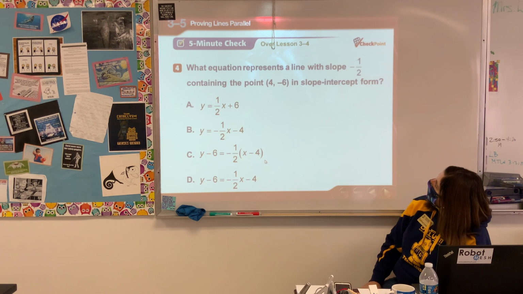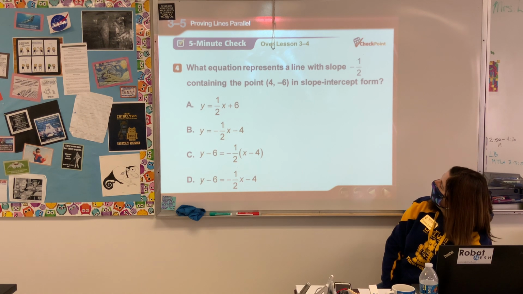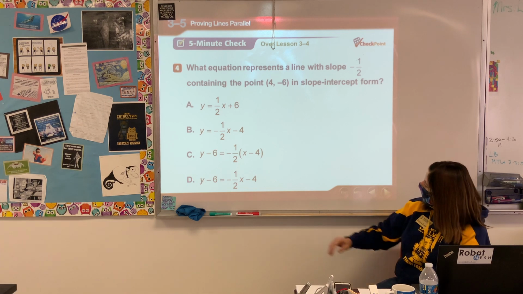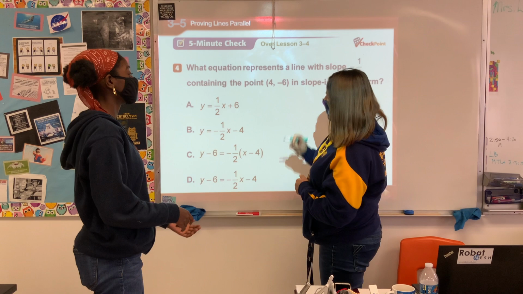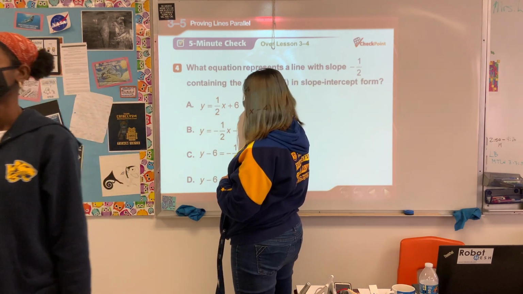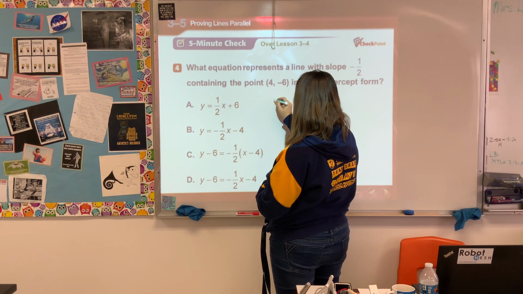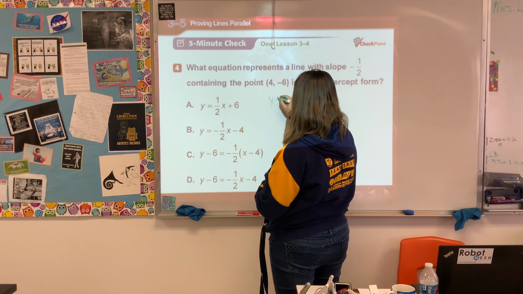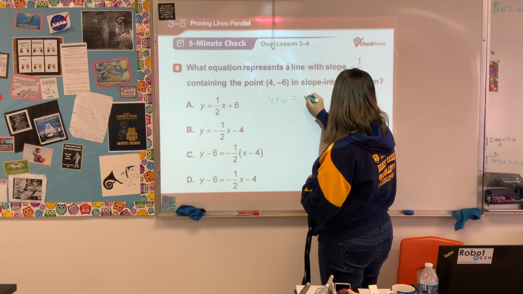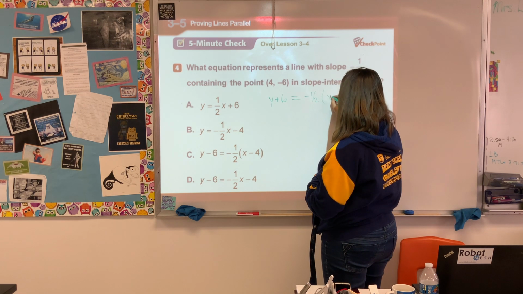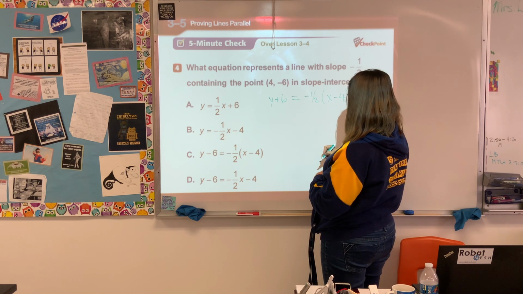Okay, how about this one? We need to put this into slope-intercept form. Again, that gives us a point and a slope. I'm gonna do this just to try to speed it up a little. You can tell me. Okay, so what do I put? y plus 6, my bad. Yeah, y plus 6, because that's a negative. Negative 1/2 times x minus 4.